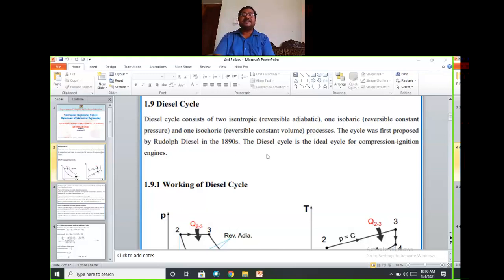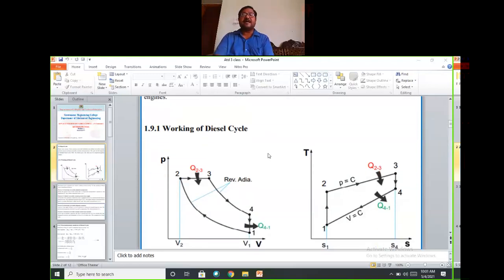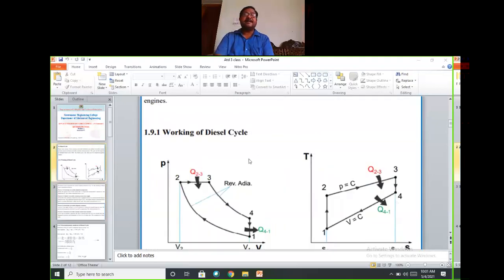To calculate the thermal efficiency of this diesel cycle, like the Otto cycle, the diesel cycle also has two diagrams, the pressure versus volume diagram and the temperature versus entropy diagram. These diagrams each have their own advantages and disadvantages, so we have to refer to both diagrams whenever we require. Okay, whenever we require. See, as I said, two reversible adiabatic or isentropic processes.